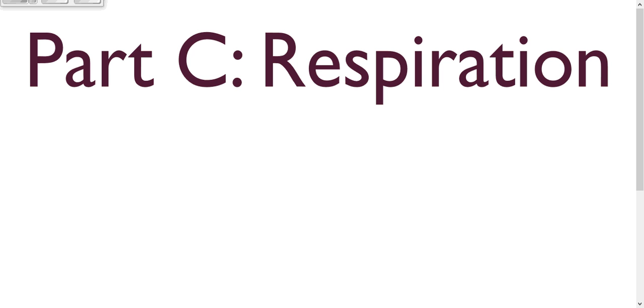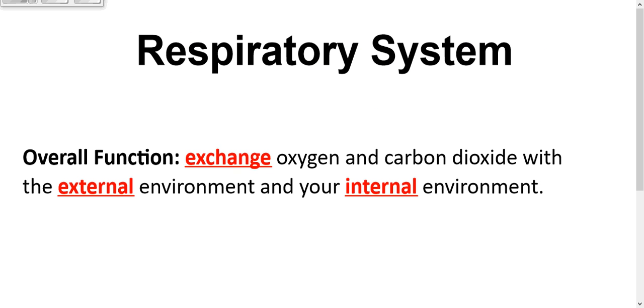Okay, let's get going. So your overall function of the respiratory system is to exchange oxygen and carbon dioxide with the external environment, so that's the outside air, and your internal environment, so that's inside your body. As we breathe in, inside our lungs, our tiny air sacs called the alveoli are actually open to the outside, so that's considered exchanging with the external environment, even though it's happening inside our body.